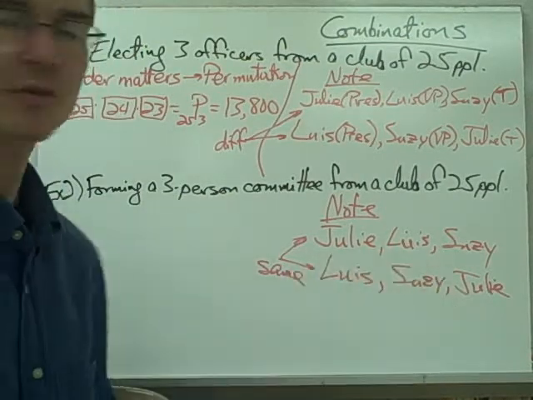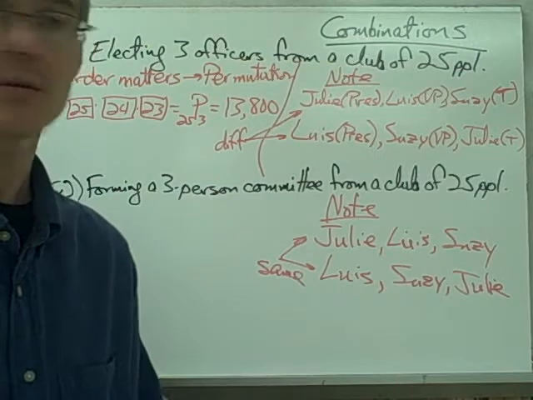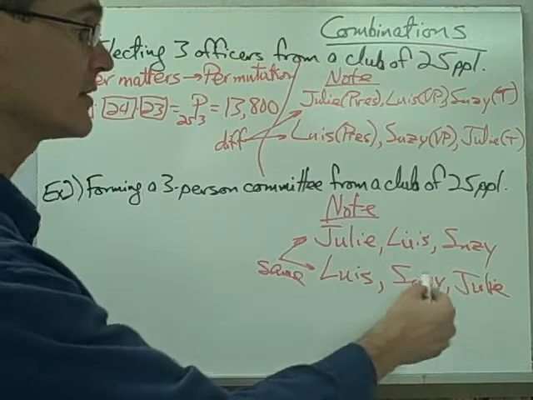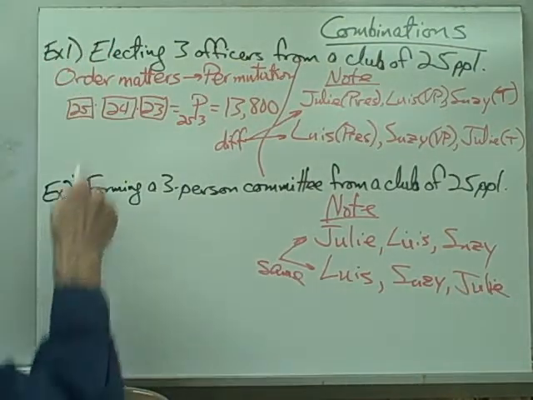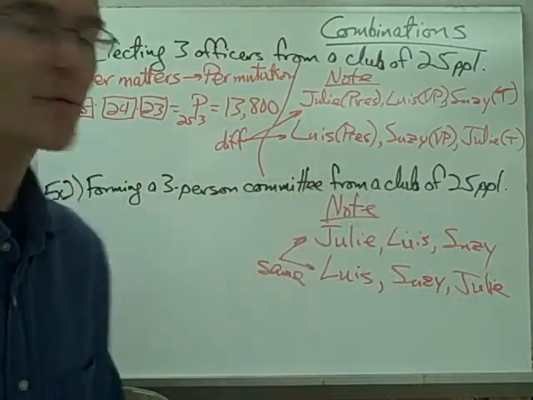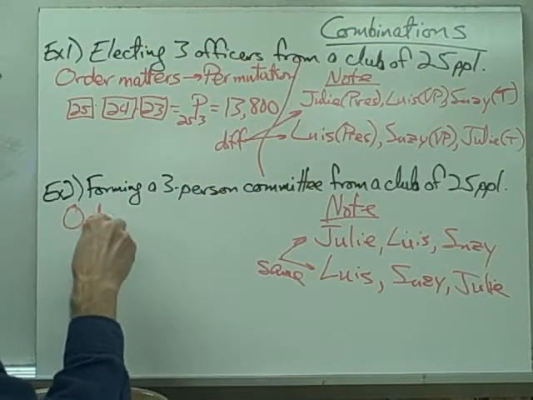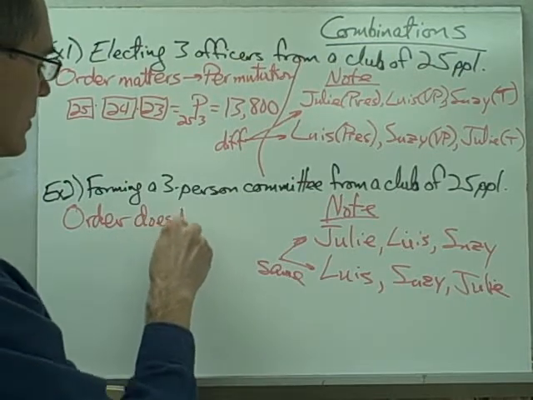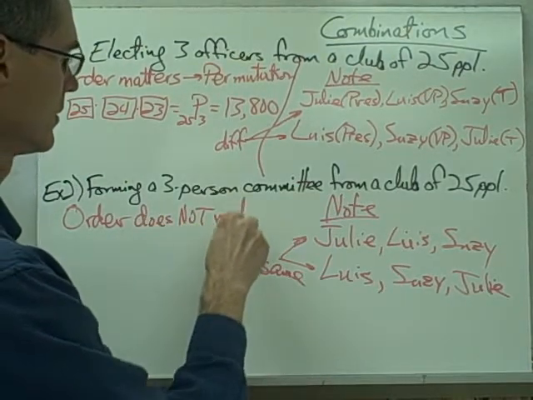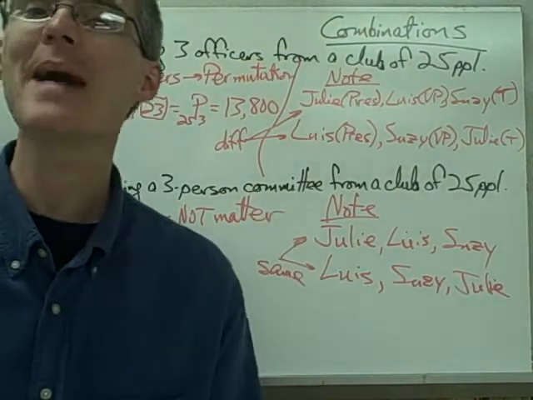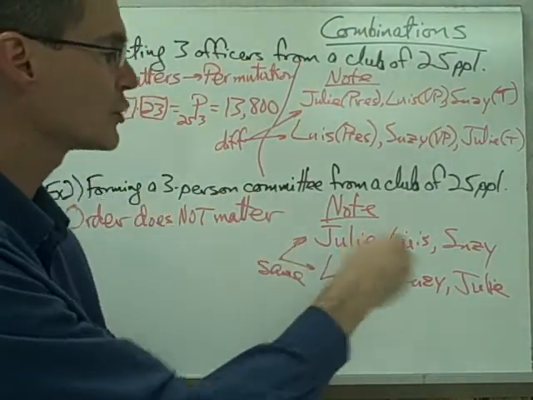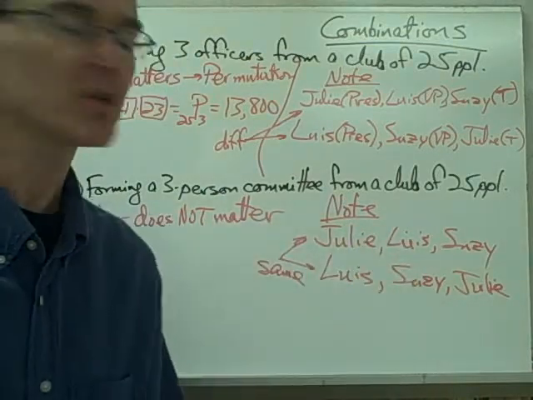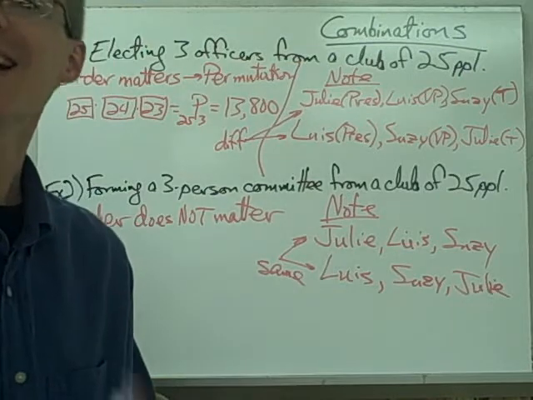Since there's no officers involved, nobody's president or vice president or treasurer, the group of Julie, Luis, and Susie is exactly the same as the group of Luis, Susie, and Julie. In other words, for this situation, forming a 3-person committee, the order in which we select the committee members does not matter. And since the order does not matter, we're going to have to do our counting differently. This situation is not a permutation. This situation is what we call a combination.